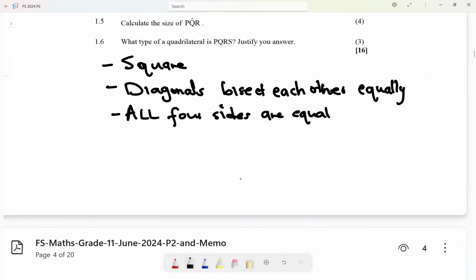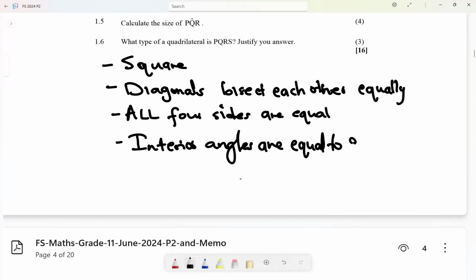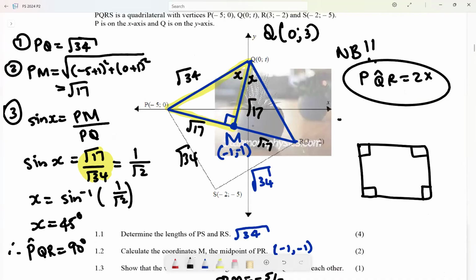All four sides are equal. The third one that you can say is that the interior angles are equal to 90. Okay? Interior angles are all equal to 90. Remember, we just proved that this is 90 degrees. So if this is 90 degrees, this is 90, this is 90, this is 90.